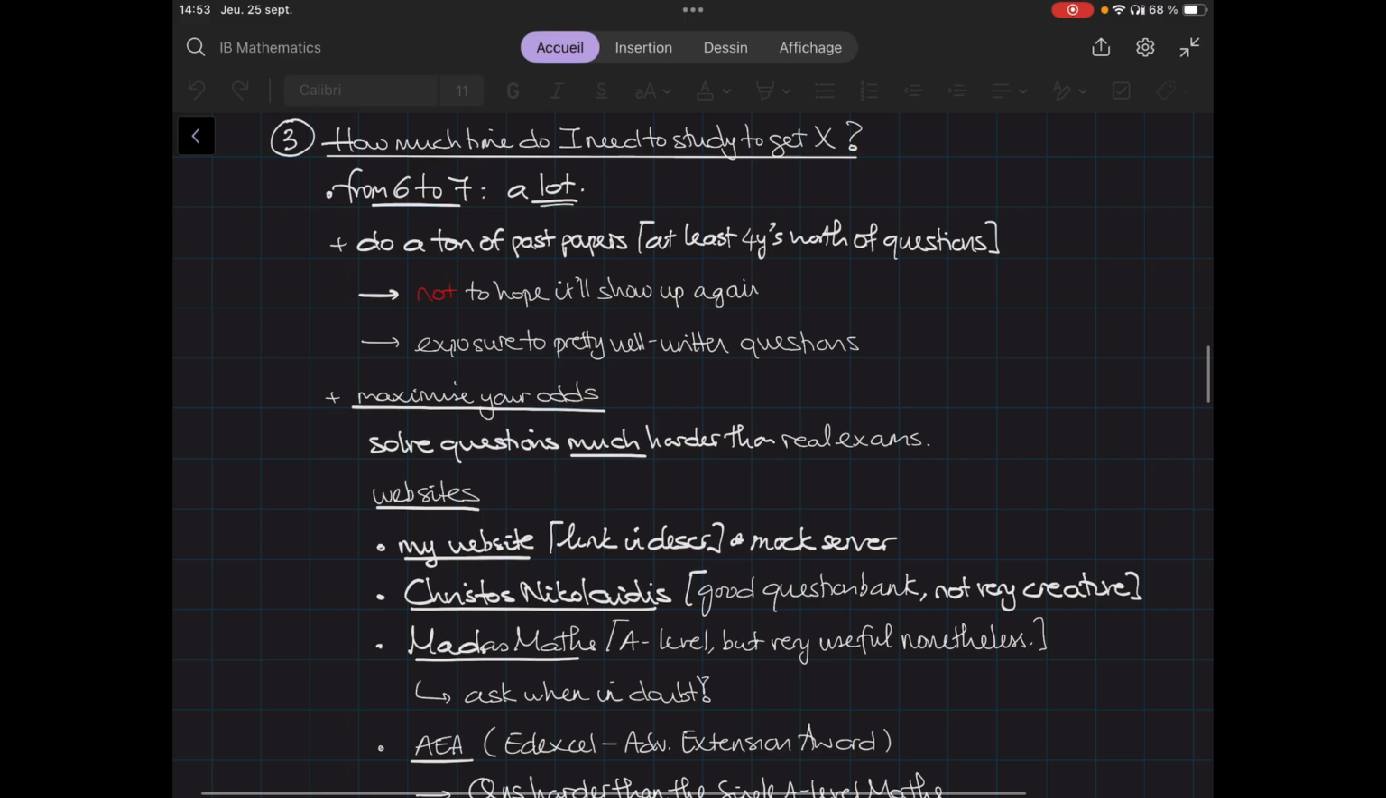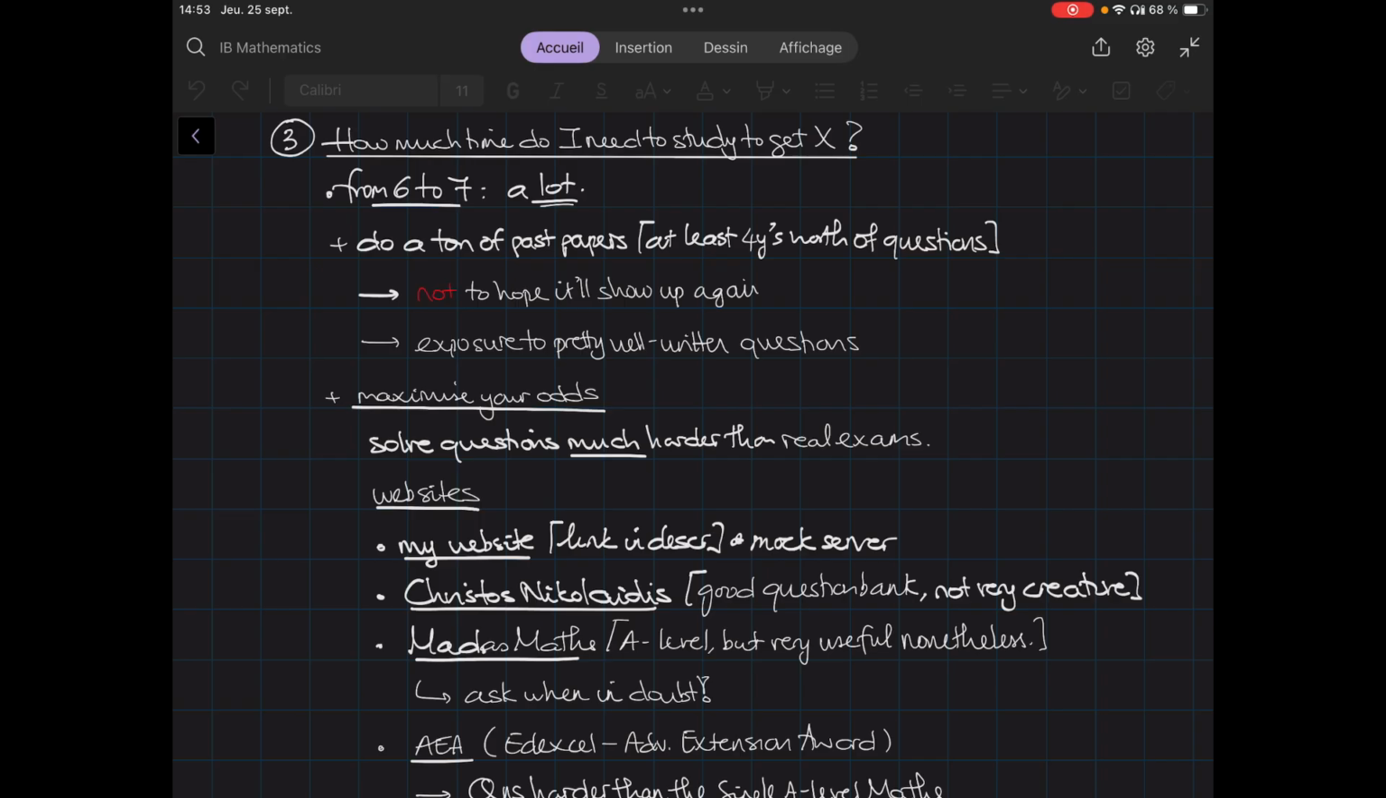Question 3. How much time do I need to study to get a 5, 6, or 7? If you want to jump from 6 to 7, my only answer is a lot. You will have to do a ton of past papers, ideally at least 4 years worth of questions. Not so that you would see the exact question again, or even the same questions with different numbers, but rather it is to increase your exposure to very well written questions that have been on your exams that would give you a good expectation of what to expect on D-Day.